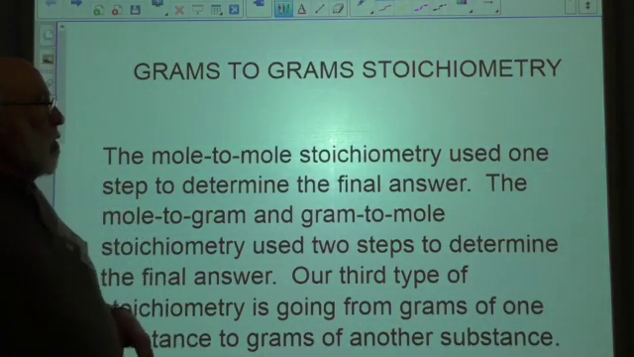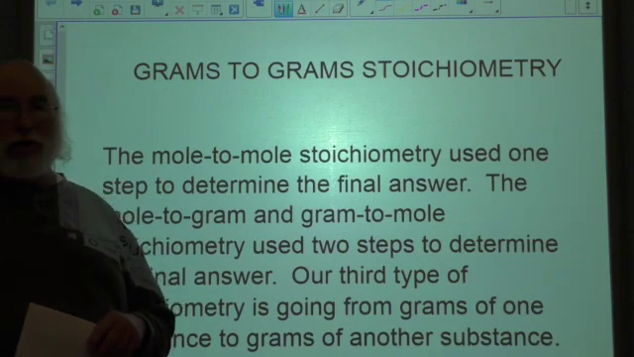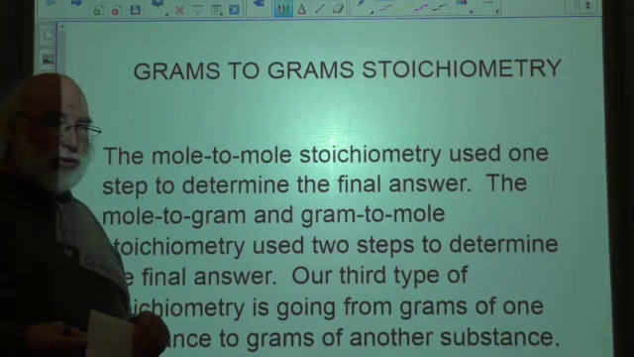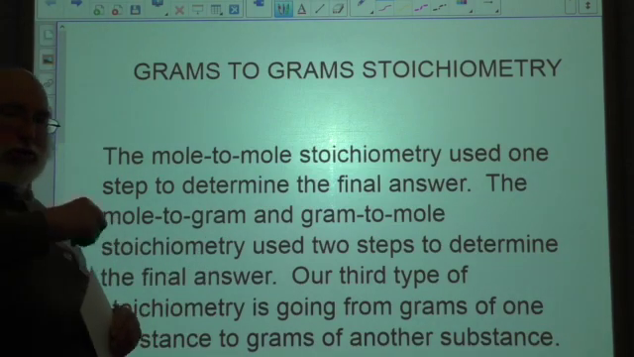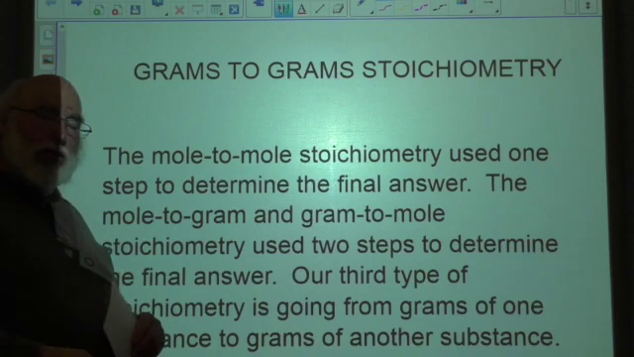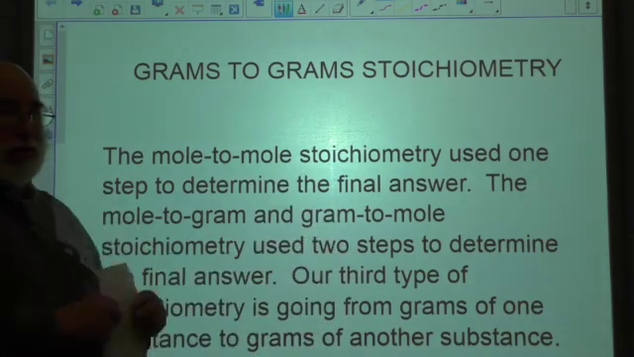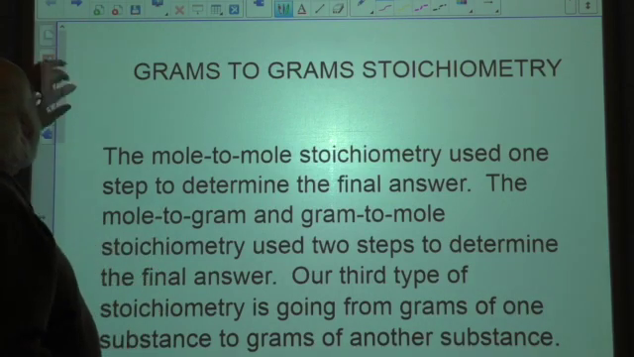So the grams are going to have to come from the periodic chart, but then it has to immediately be changed into moles of the substance that you're starting with. Then you have to change it to the moles of the other substance that you want to end up with, and then you change that answer to grams. So this is a three-step conversion problem for all practical purposes.